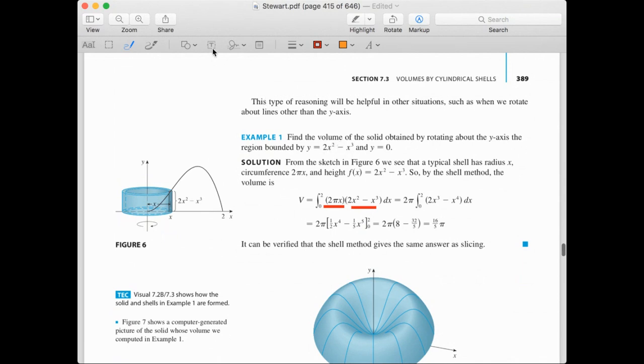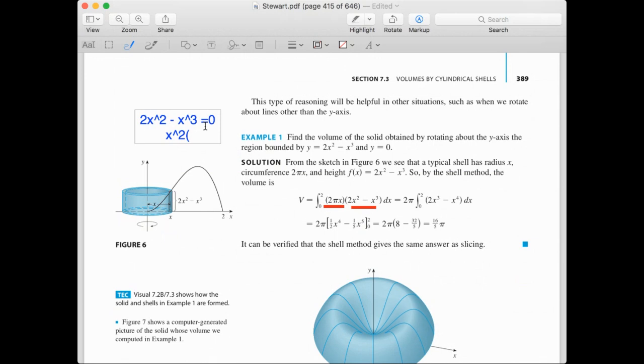We set 2x squared. Let's do it. So where do those two intersect? We have 2x squared minus x cubed equals 0. Y equals 0. Then we solve this. So we factor out x squared.